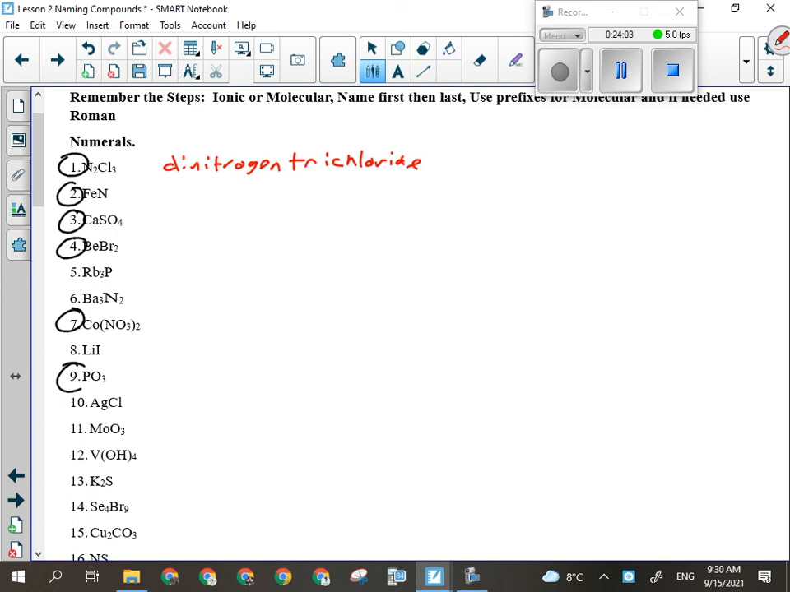And then for the second one, we've got iron and nitrogen, so that's ionic. Iron has more than one possible charge, so I will need a Roman numeral in that name. It'll be iron something nitride. Nitrogen's always -3, and there's only one of each of these, so this is the iron with the 3+ charge, so iron(III) nitride.